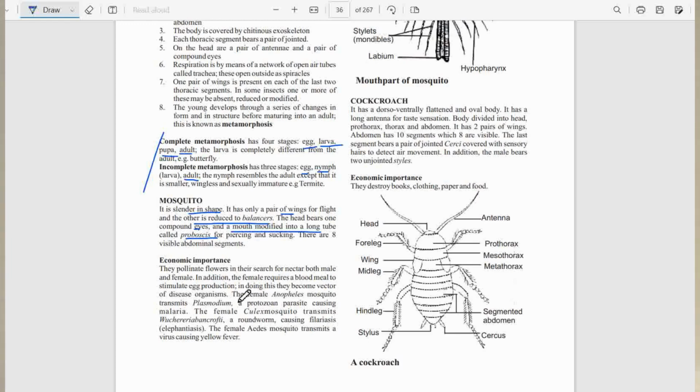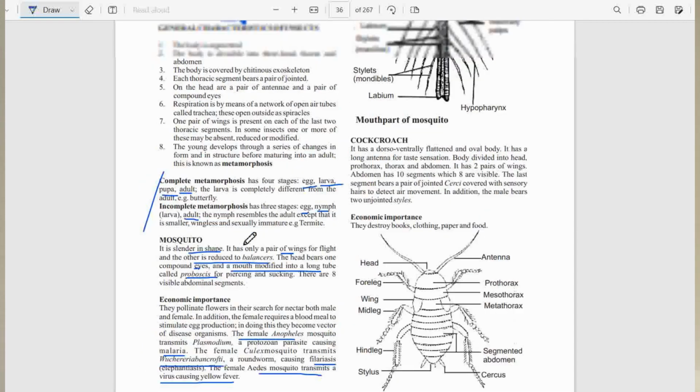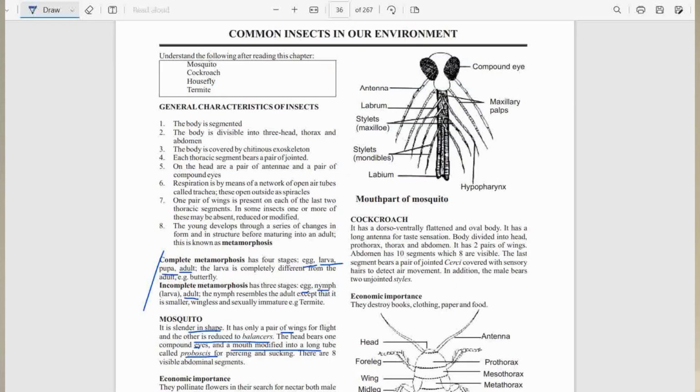So, for example, the female Anopheles mosquito transmits Plasmodium. Plasmodium is a protozoan parasite that causes malaria. You also have the female Culex mosquito that transmits Wuchereria bancrofti. It's a roundworm that causes filariasis, which is elephantiasis. And also you have the female Aedes mosquito that transmits a virus that causes yellow fever. So that's that for the economic importance of the mosquito. And here is showing the mouth parts of the mosquito.